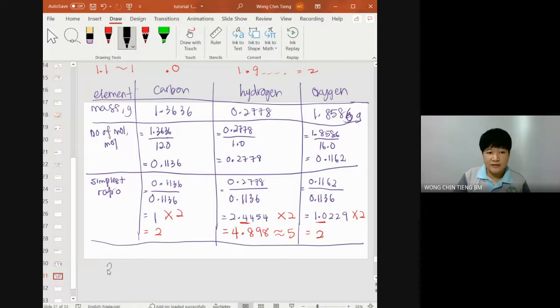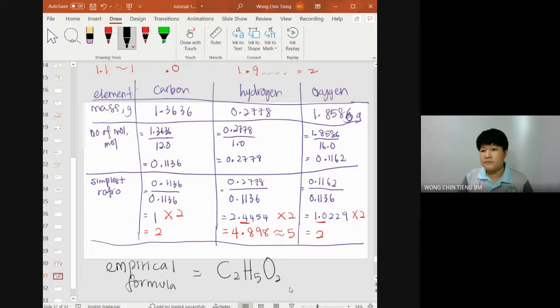Your final answer, satu markah lagi. Jangan tinggal, jangan hilang. Question asking for empirical formula. This is not empirical formula. It's only the ratio. Your final answer is C2H8O2. That is your 1 mark. Okay? Question? Miss nak tanya.